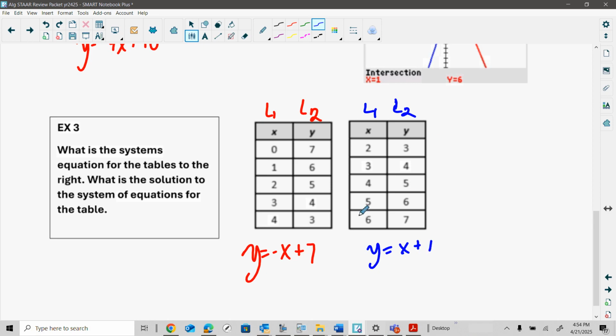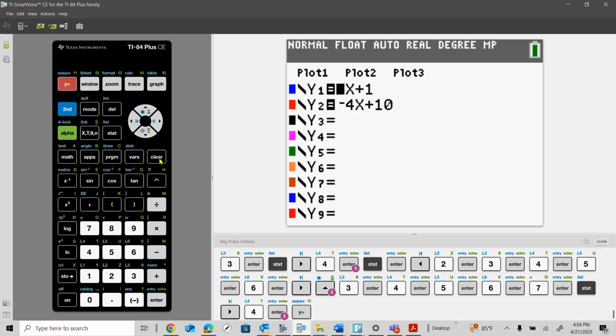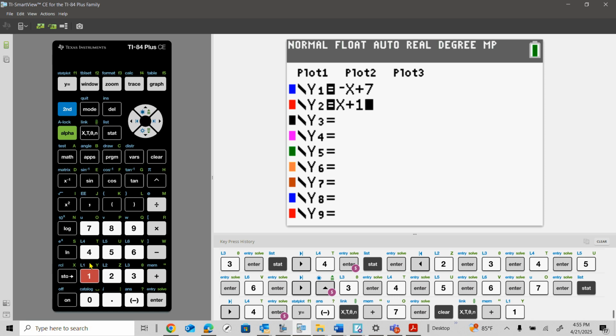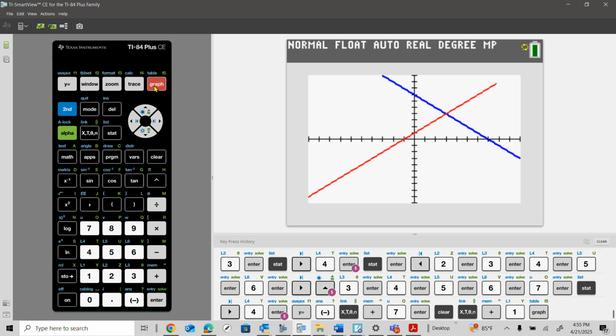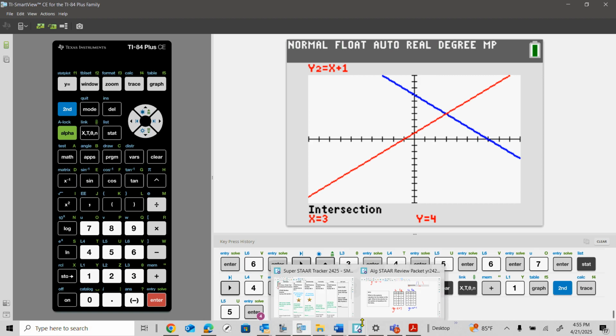So now that I have both equations, what is the solution to this system? I can do my calculator again, go to y equals, and we had -x plus 7 here. And then here we had x plus 1. And we want to graph it. And then I can hit second trace, pick number 5, hit enter 3 times. There's my intersection at 3, 4. Okay, that's our solution.